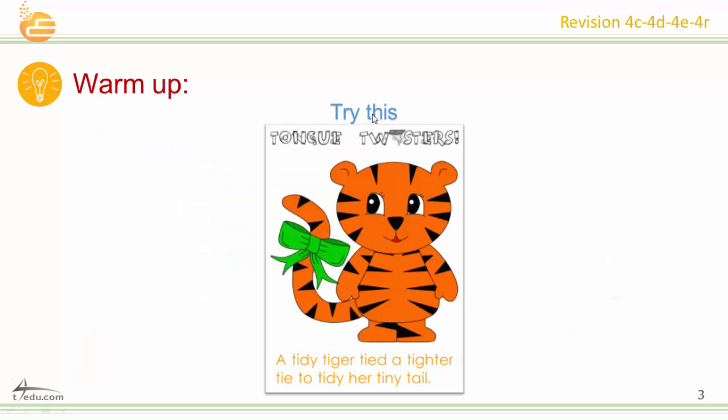Warm up. Now try this tongue twister. Okay, nice.